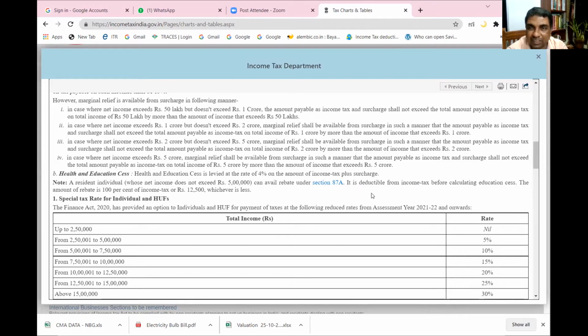So because of this particular section, for resident individuals, if the total income is up to 5 lakh rupees, they don't have to pay any income tax. Is it clear to you? But the moment it exceeds 5 lakh, they have to pay income tax as per the normal slab. Okay, is it clear to you? So you have seen this example.